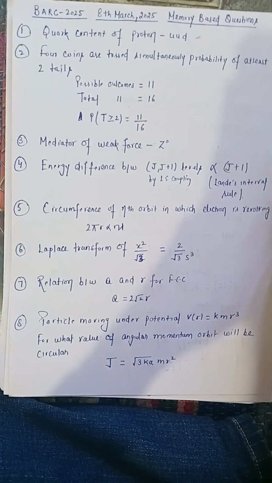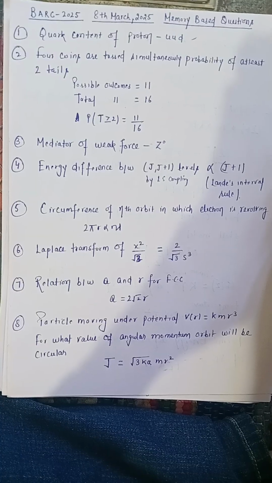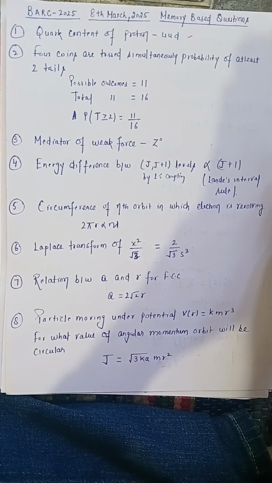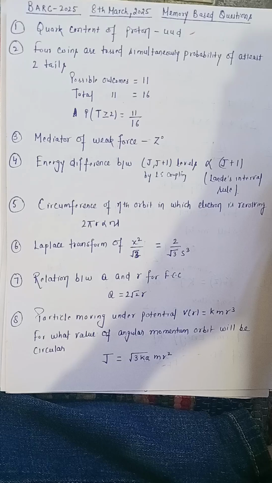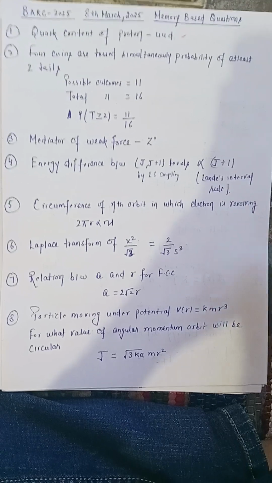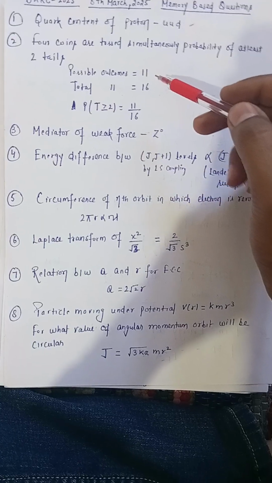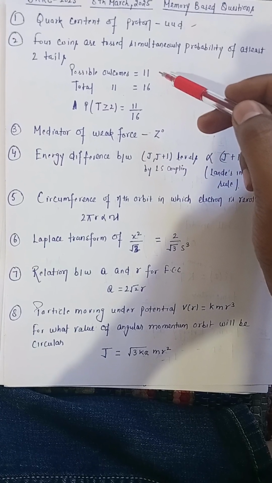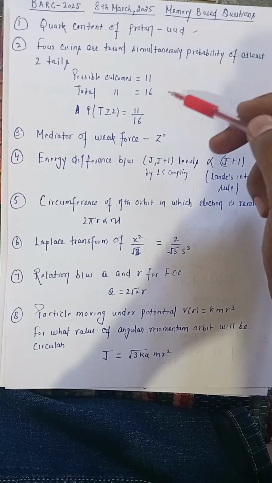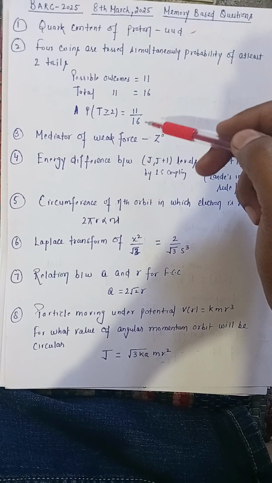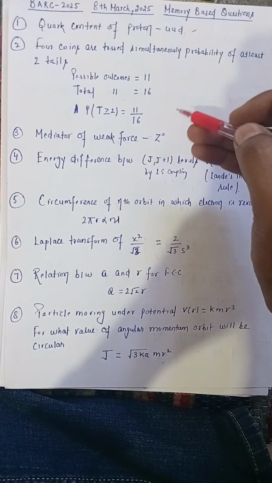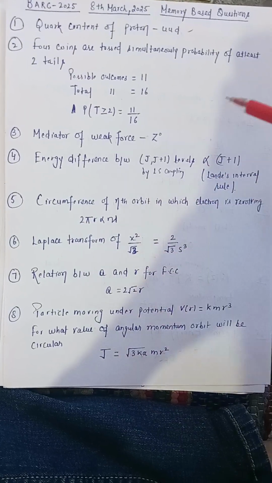Second question was four coins were tossed simultaneously, so we are asked to find the probability of at least two tails. So in this case, possible number of outcomes for at least two tails will be 11. Total number of outcomes will be 16. So probability will be 11 by 16. So it was your correct answer.